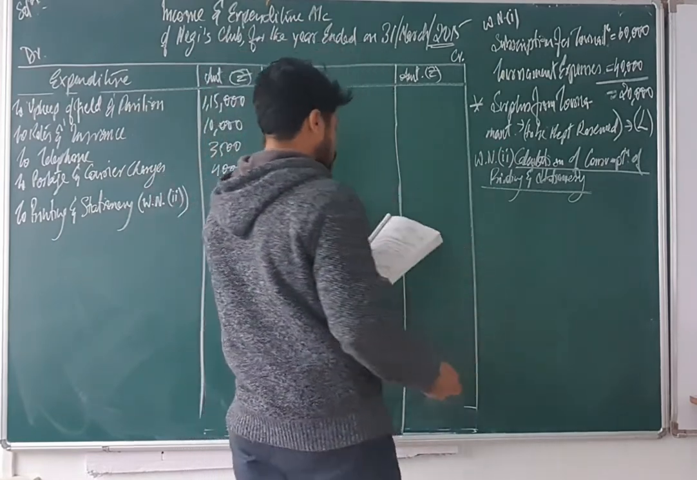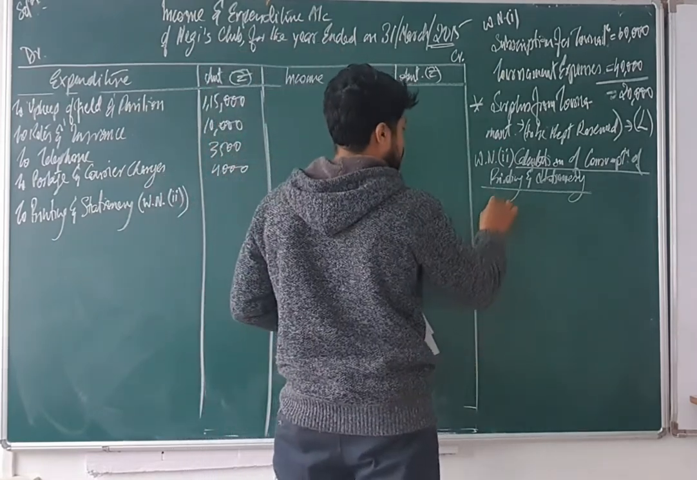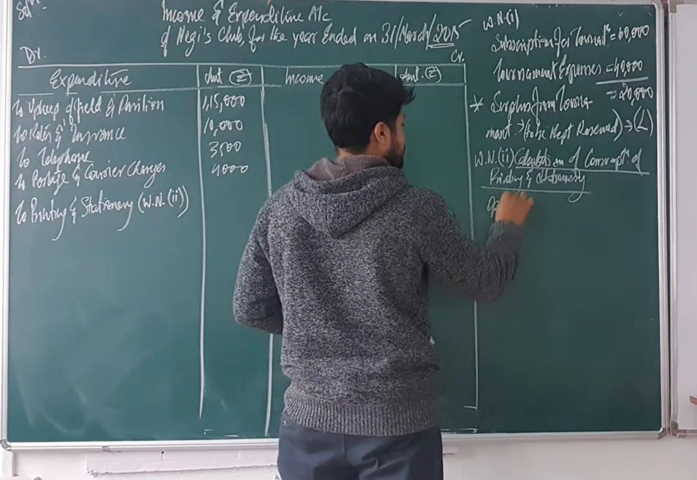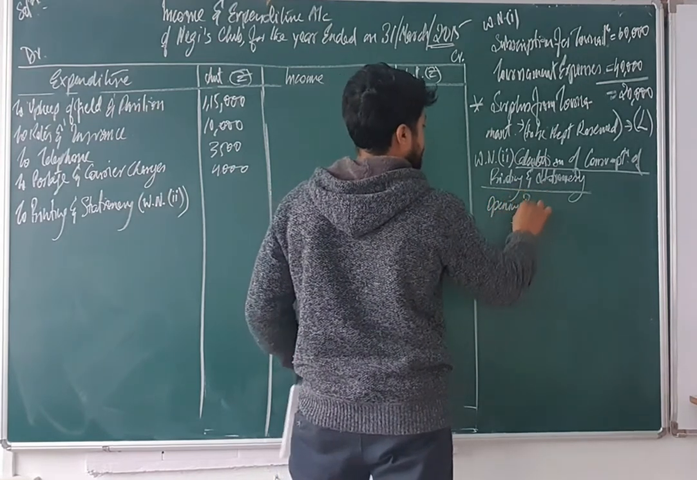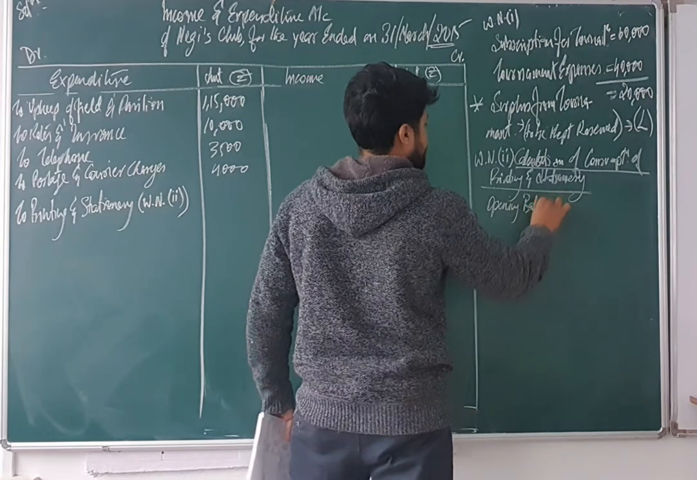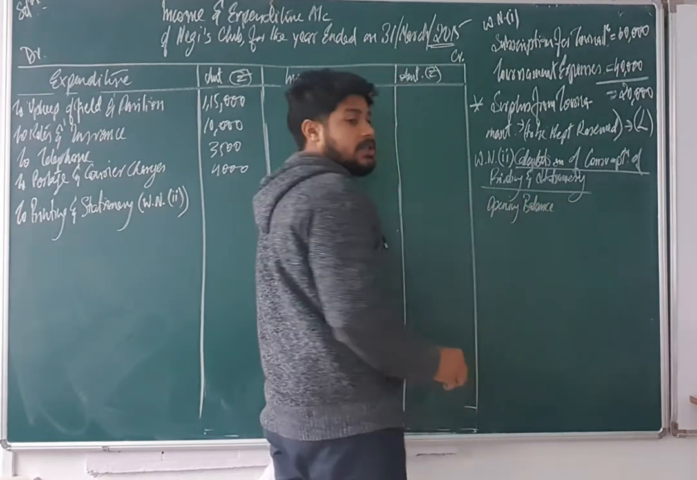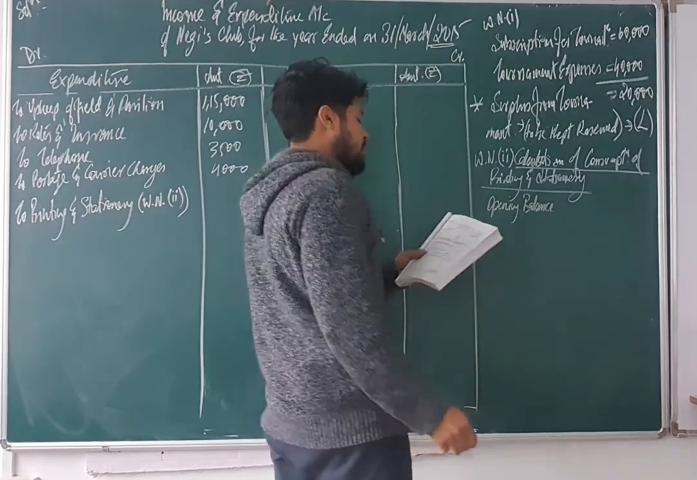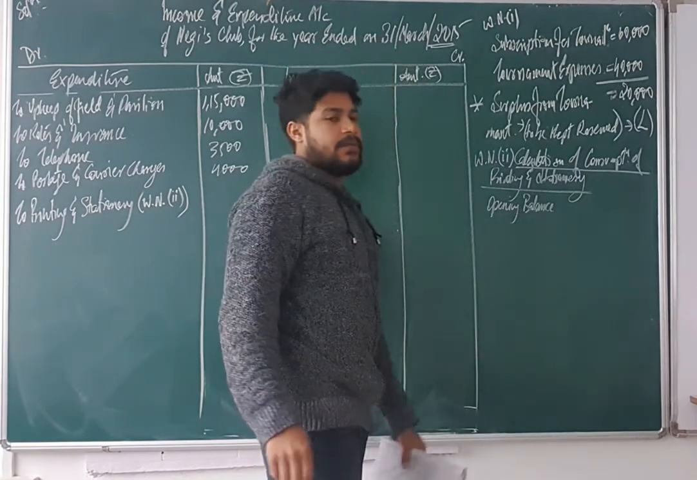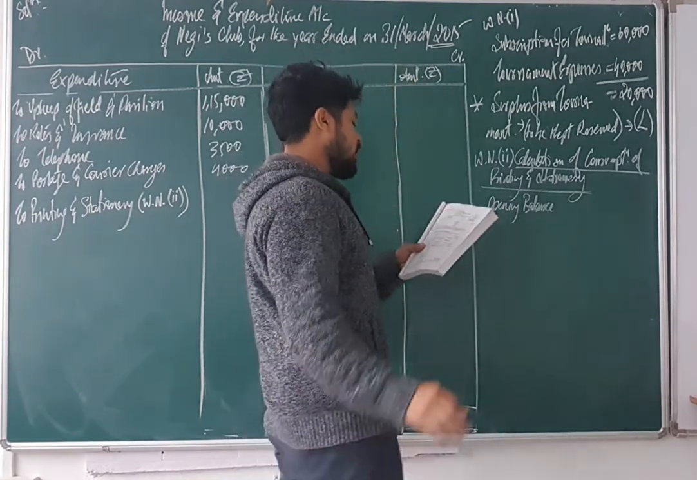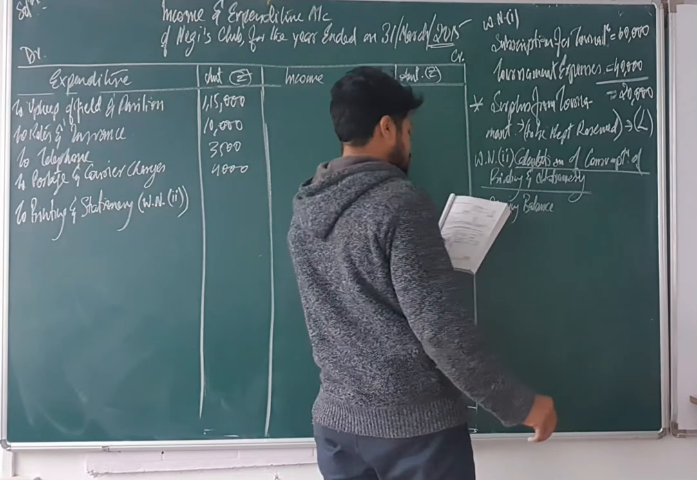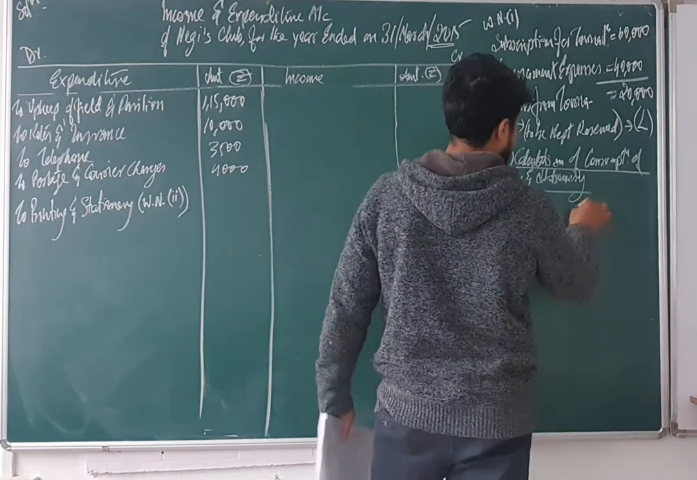So first of all, the opening value is given. Write down opening balance. This is given in the additional information. You can check assets at the beginning of the year. They have given assets at the beginning of the year. Under that they have given you printing and stationery 11,000.